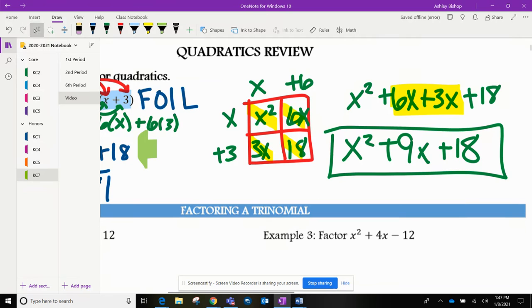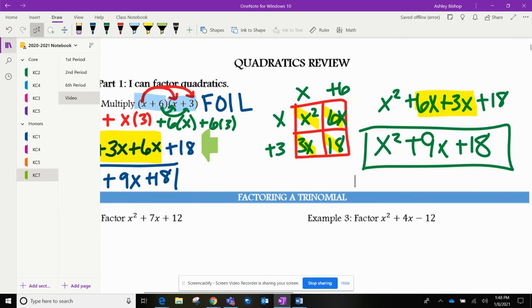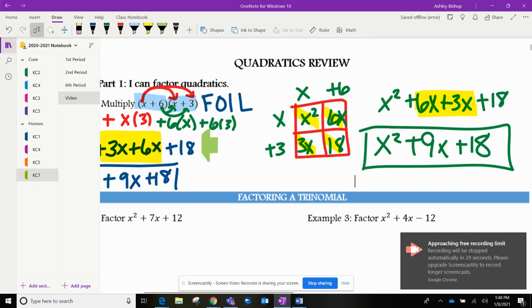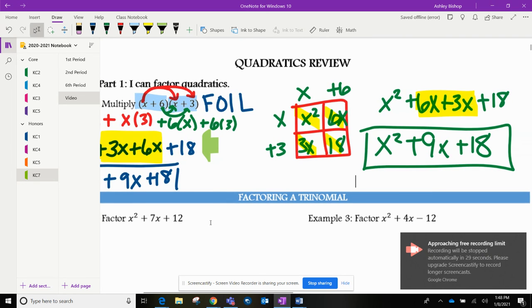So whatever method you prefer, you can use either method. I personally will be using the FOIL method, but whatever works best for you.